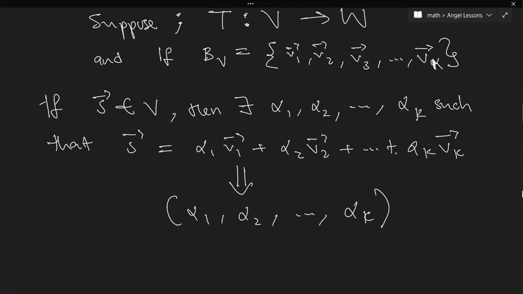The short way of writing this is to write S subscript BV, to mean the coordinate vector of S with respect to the basis BV of V.